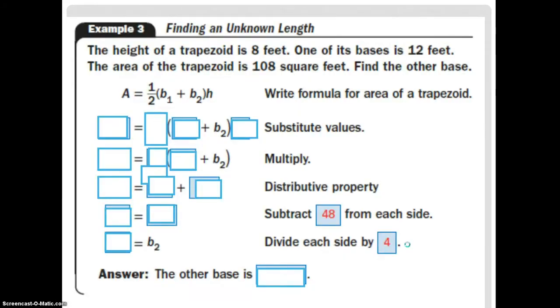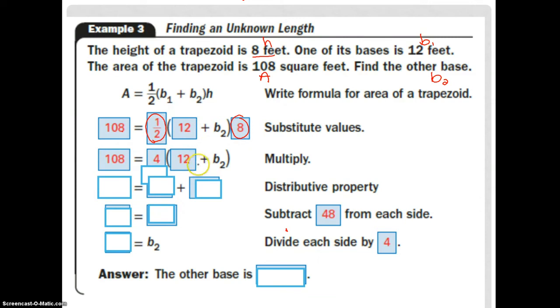Now sometimes I'm going to give you the area and you have to find an unknown length. So in this case, the height is 8 feet, one of the bases is 12, and the area is 108. You need to find like the second base. So let's plug that into our formula, knowing that area is 108. The first thing I would do here is I would actually multiply the 8 with the 1/2. Just get rid of those two, since we don't know what's inside the parentheses. And 8 times 1/2 is 4.